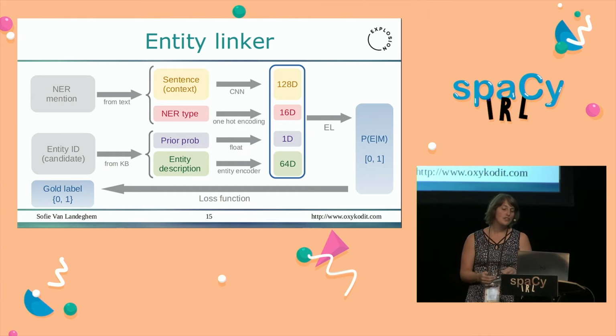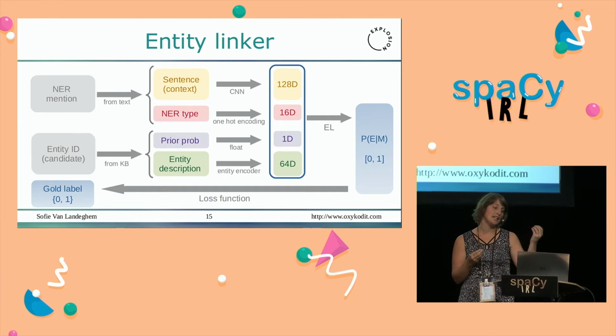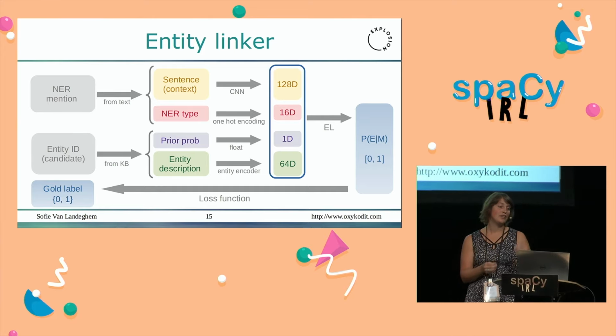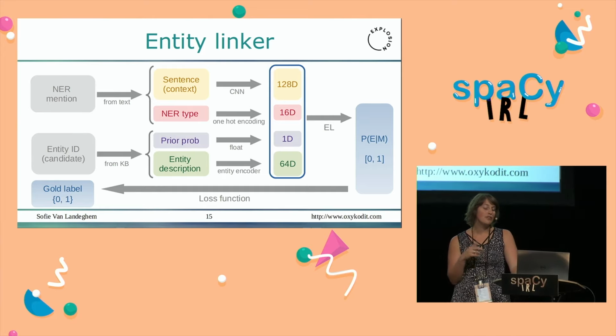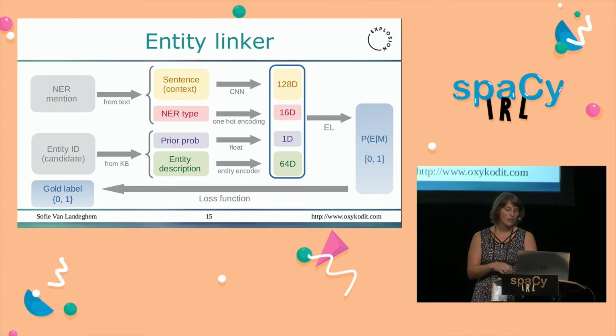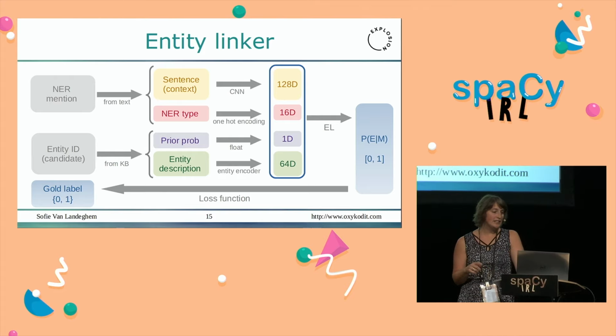So once we have that feature vector, we'll run the entity linking model on top of that to get a probability that that entity is the correct match for that mention in the sentence. And for the training, obviously we can use that to calculate the loss function, compare it with the gold label, which is just a 0 or a 1, and then continue training.